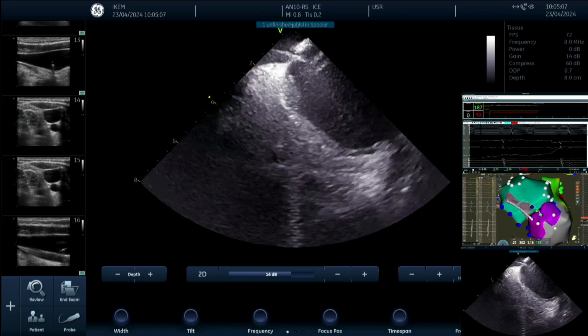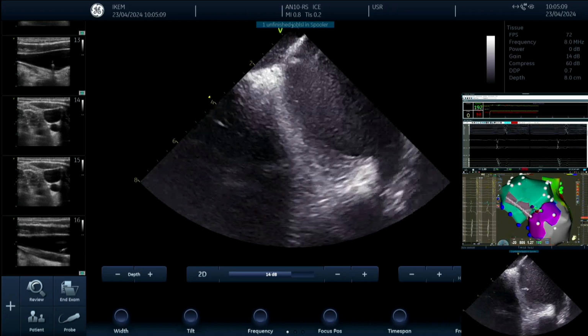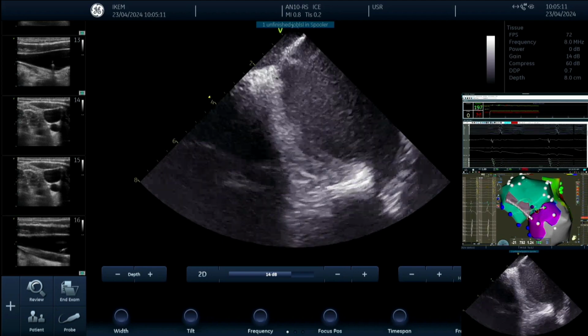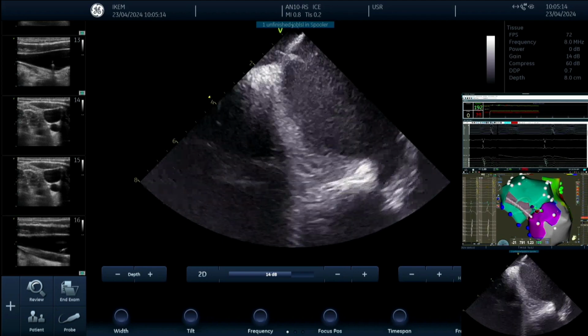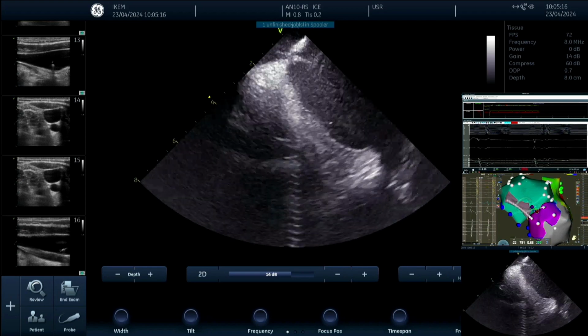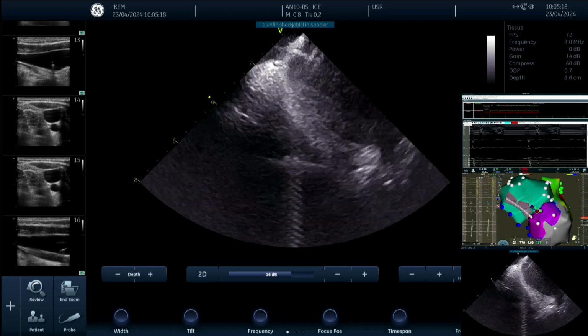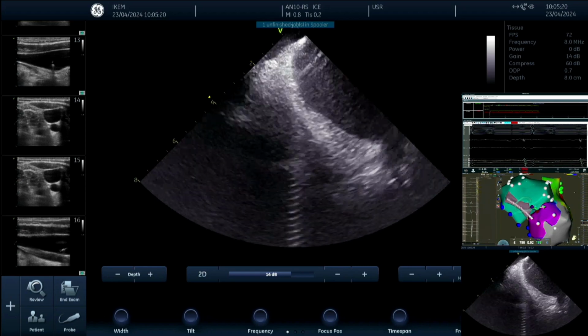Stop. So let's check. Let's check from the left side, because of the response. I will just check if we still have the same position. Okay, we need to switch to this one.